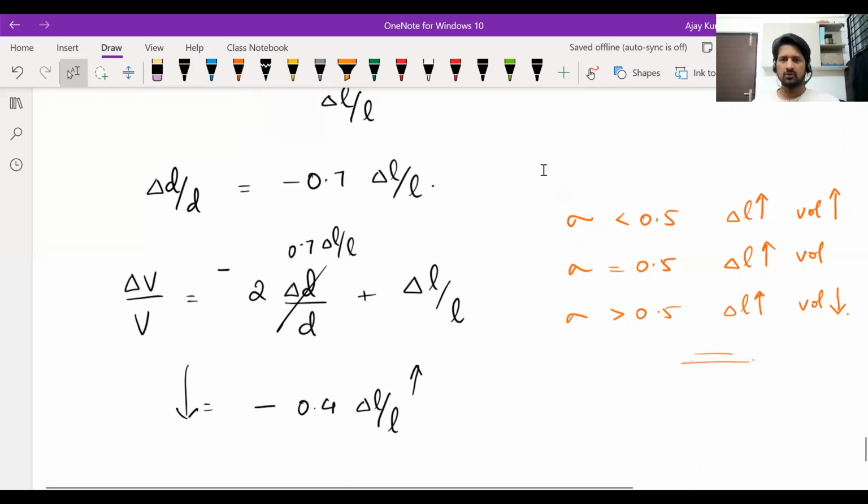I'll send you a worksheet tomorrow with problems from this chapter. Make sure you solve all of them. First, revise the theory, then solve all the problems. Be thorough in the chapter.